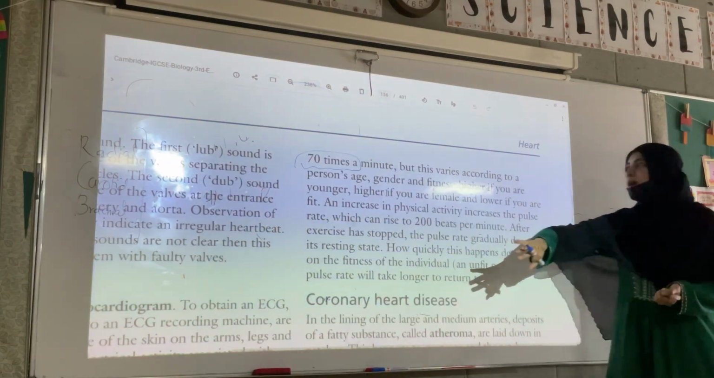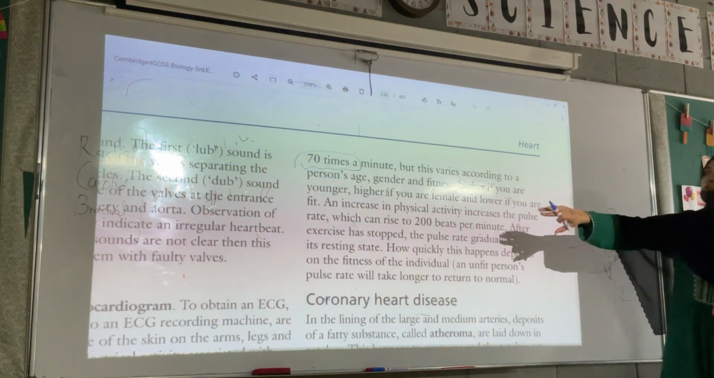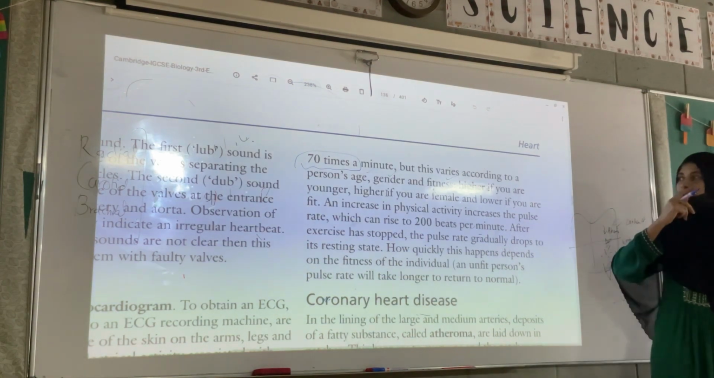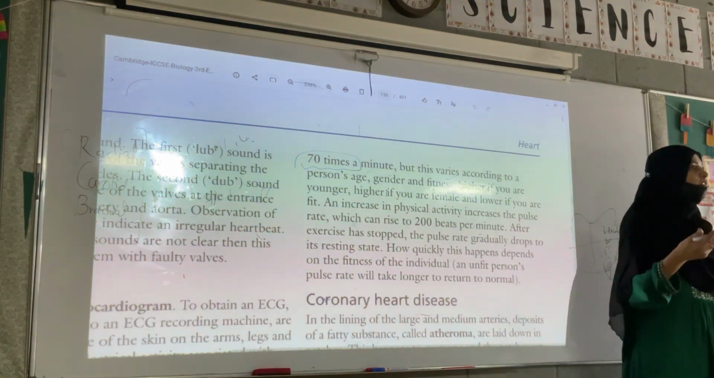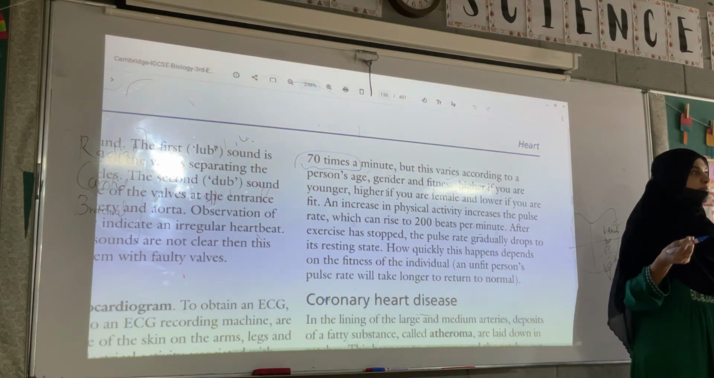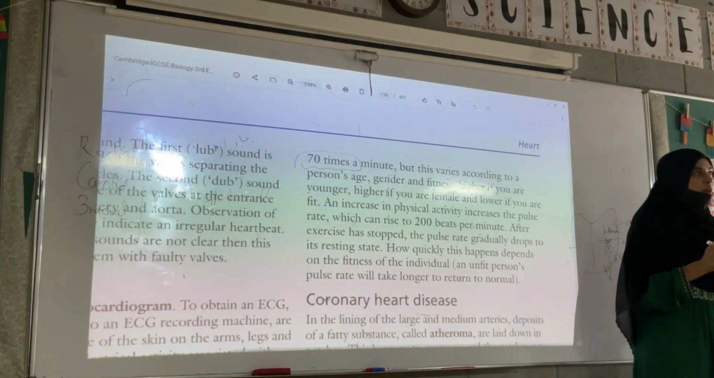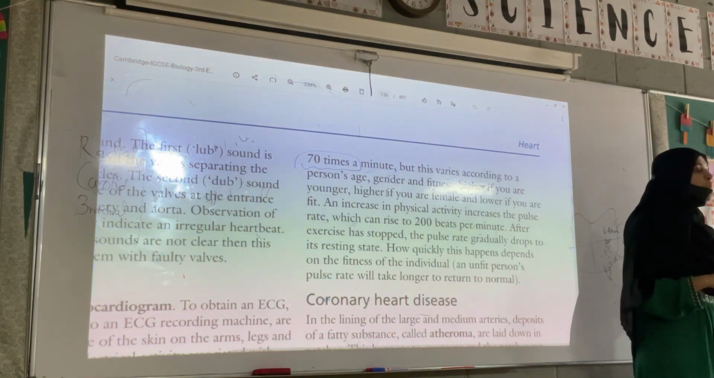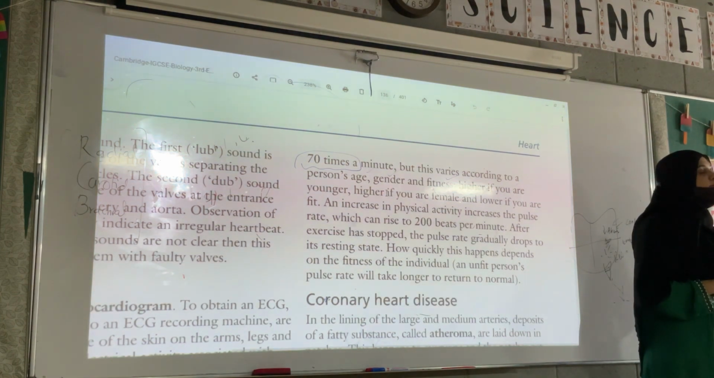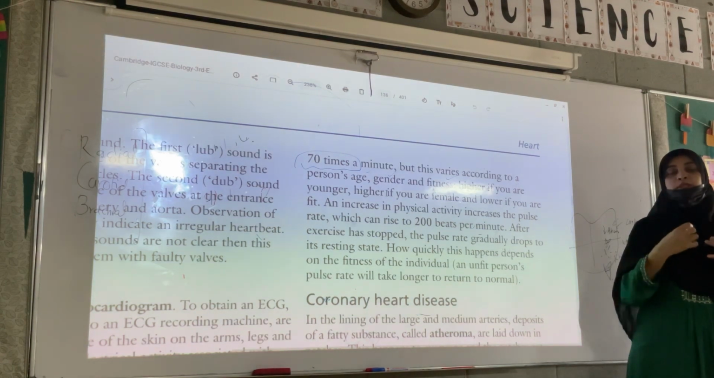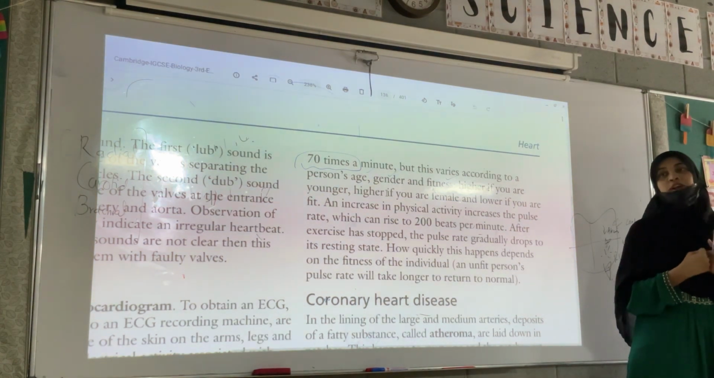So 70 times a minute, but this varies according to age, gender and fitness. Alright? If you are more physically fit, what happens? More heartbeats or fewer? Fewer. The heart is trained to pump the blood. Usually those people who are physically fit have less chance of getting a heart attack. Why? Because their heart muscles are trained to pump the blood efficiently.